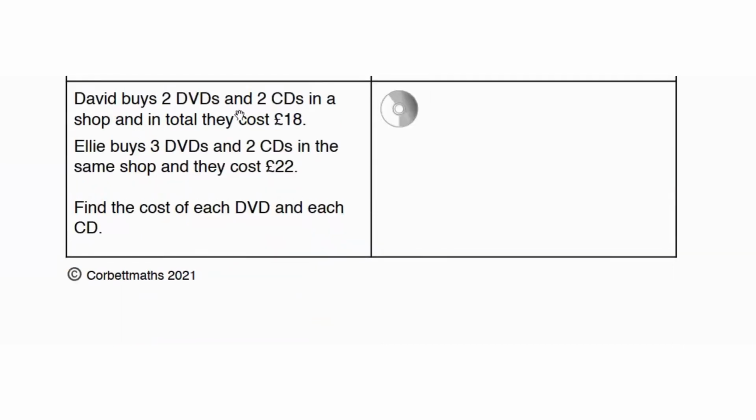David buys 2 DVDs and 2 CDs in a shop, and in total they cost 18 pounds. Ellie buys 3 DVDs and 2 CDs in the same shop, and they cost 22 pounds. Find the cost of each DVD and each CD.